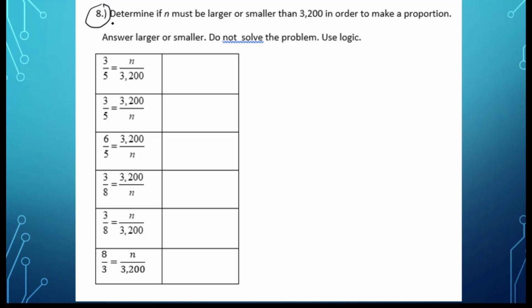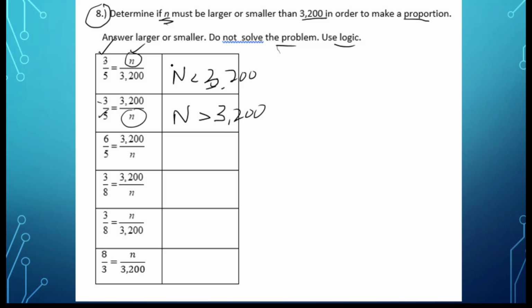Okay, so problem 8 here is what to get you started on it. Determine if n, which is in each of these things here, must be larger or smaller than 3200 in order to make a proportion. That means you want this to be equal to this. So you just want to know if n has to be larger or smaller than 3200. You're not supposed to solve these, just use logic. So, in other words, I'm not going to cross multiply and divide. I don't want an answer. I just want to know if n is greater than or less than or equal to 3200. Well, if 3 is less than 5, then n has to be less than 3200. So it's less than 3200. In this one here, if 3 is 3200, 5 is greater than 3, so n has to be greater than 3200. So in this one, n is greater than 3200. So I think you get the idea there.